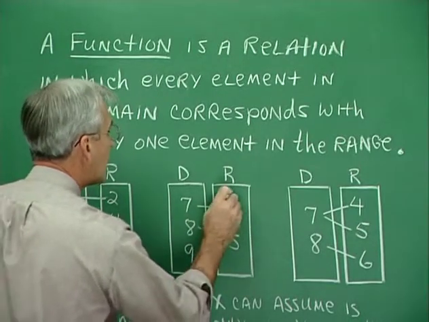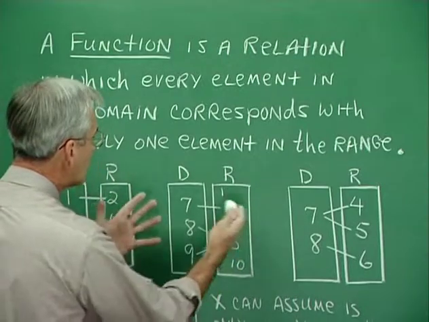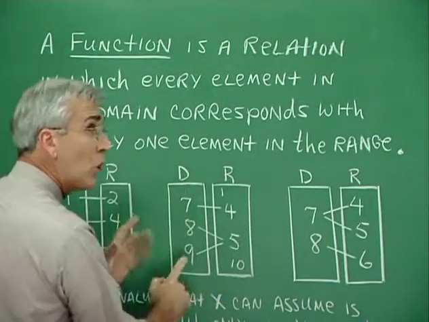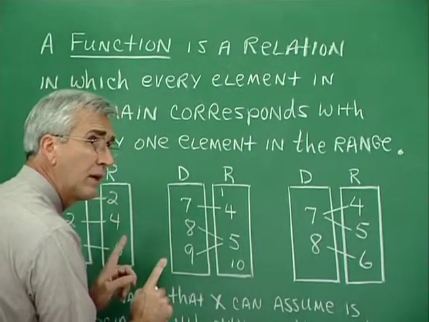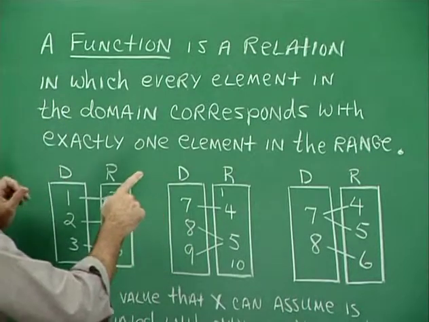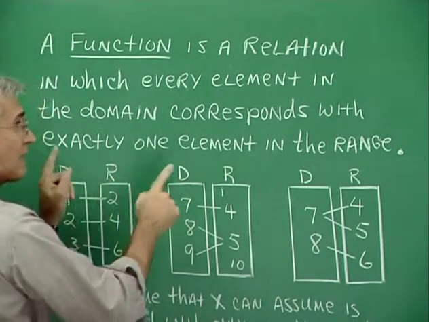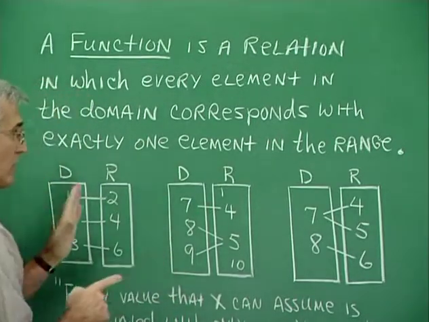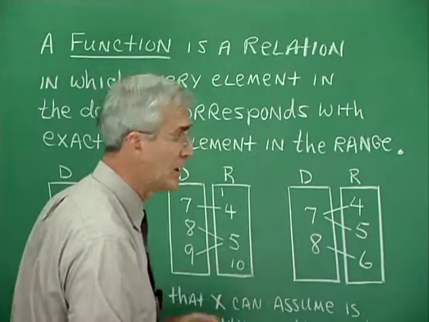And by the way, there could be other items in the range. The range could include 1 and 10 that have no correspondence with items in the domain. It's okay. If we had other items in the domain, though, we would need to have partners in the range corresponding with them. That's this idea of exactly one. That means one and only one. So we have to have a partner and only one partner in the range for us to have a function relationship.